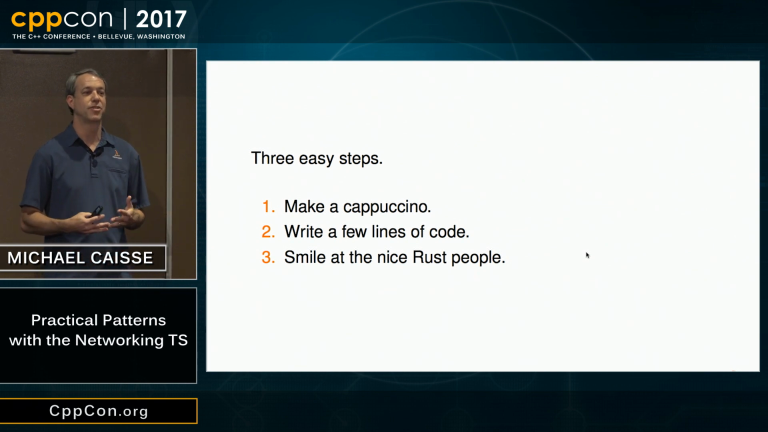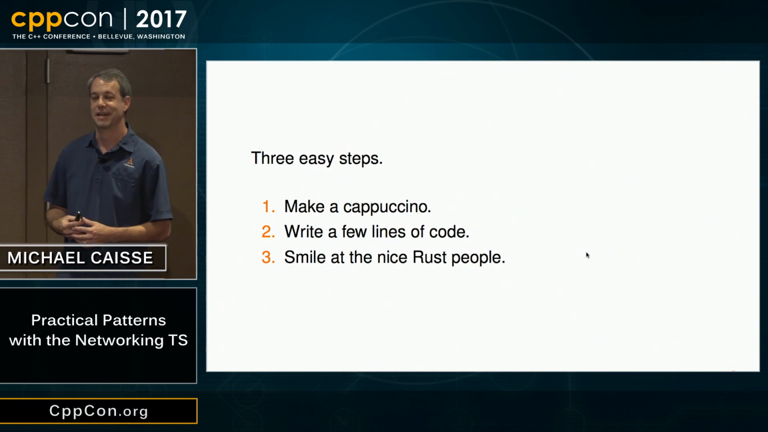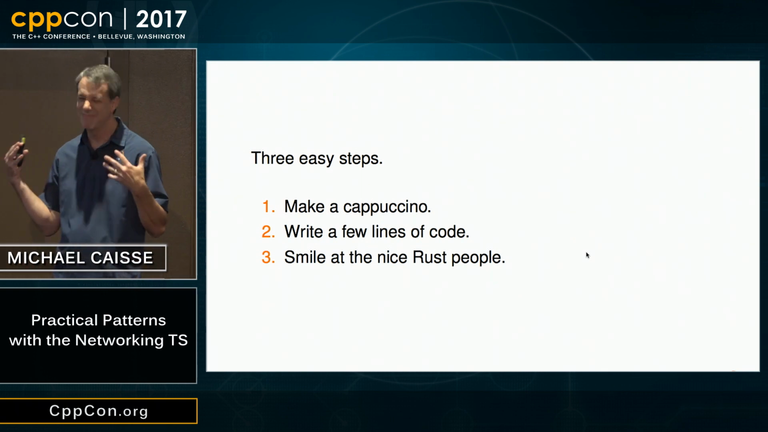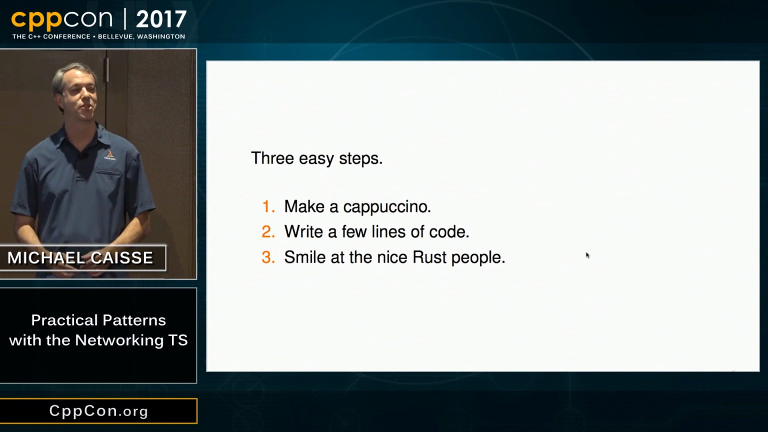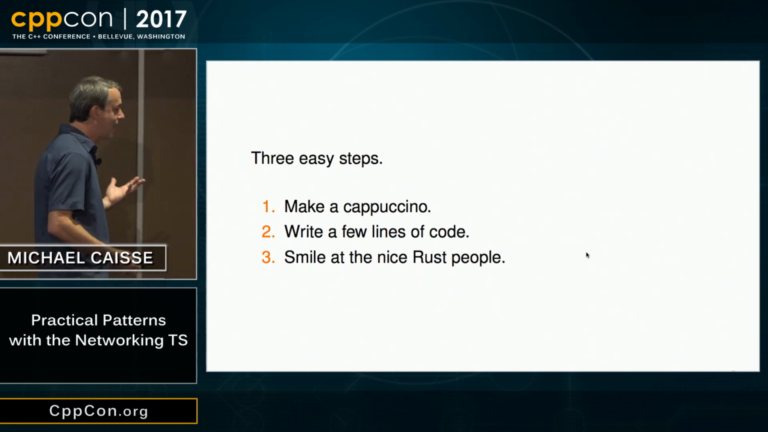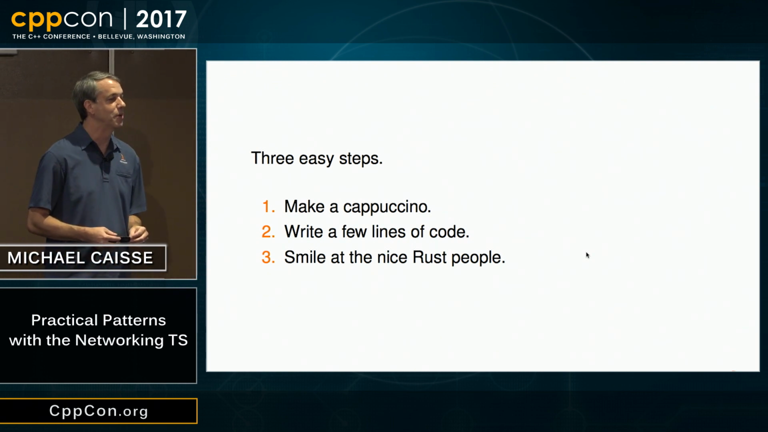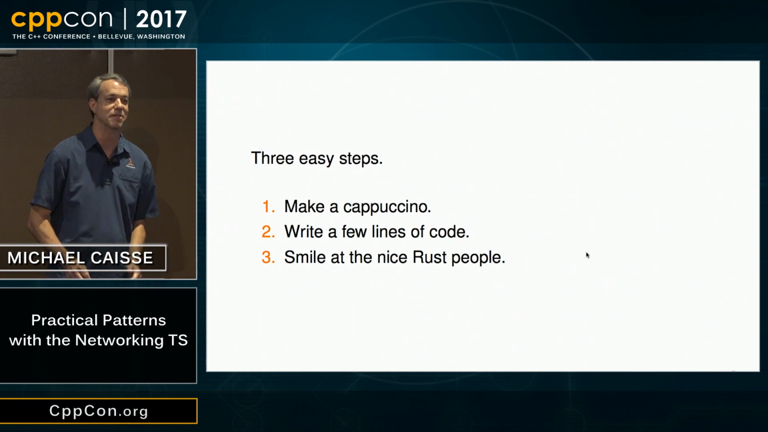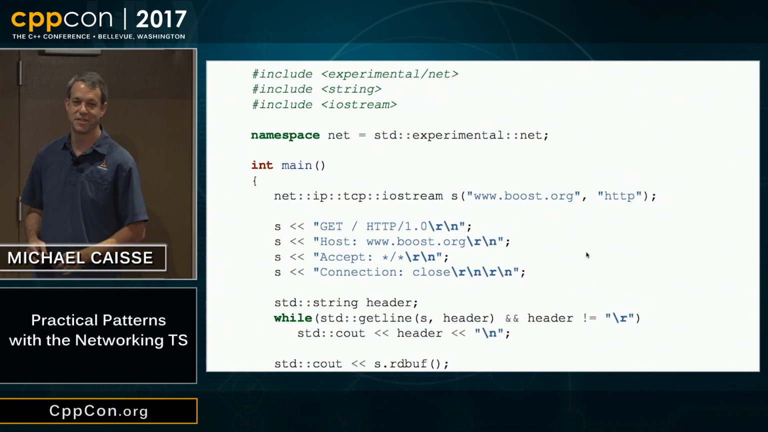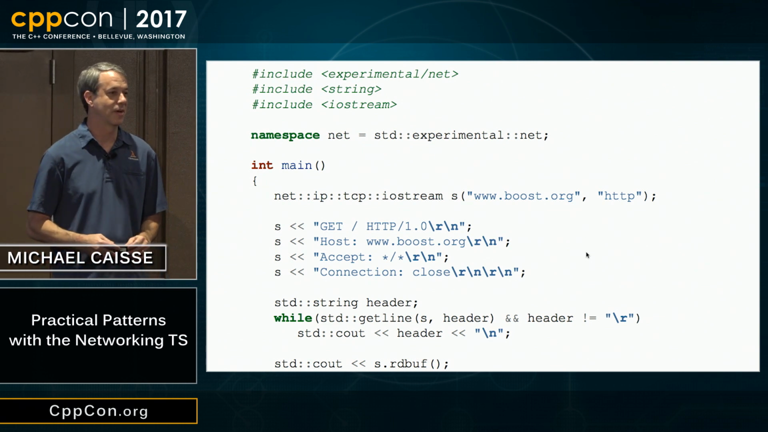And we don't actually need 3 steps either. So we're going to start off making cappuccinos too. It'll make us feel better. And so once we have our cappuccino, we'll write a few lines of code. It won't be 2, few. But then we're going to be very polite, and we're going to go back and be nice to those nice Rust people and let them know that we were able to do it in some small piece of code. So here it is. This is our few lines of code to get something going.